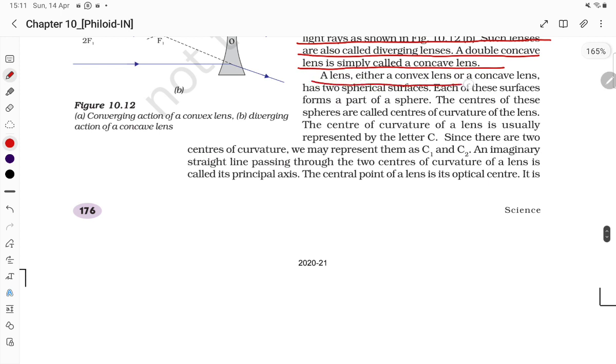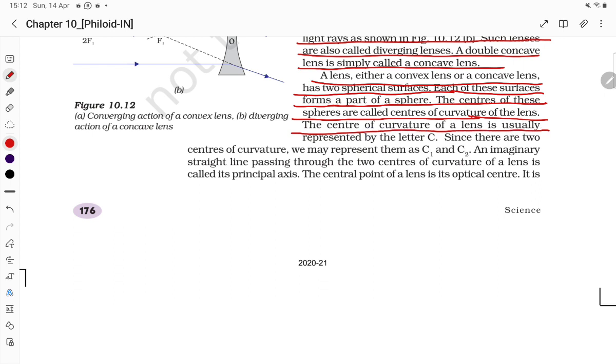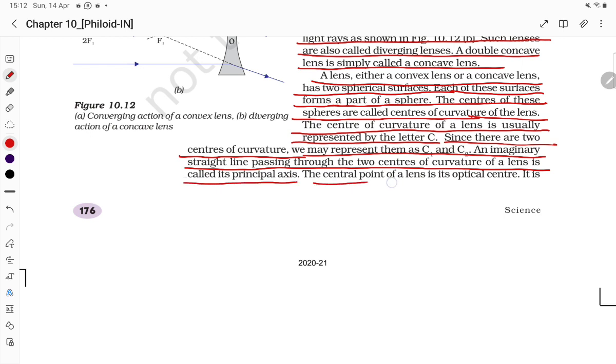A lens, either a convex lens or a concave lens, has two spherical surfaces. Each of these surfaces forms a part of a sphere. The centers of these spheres are also called centers of curvature of the lens. The center of curvature of the lens is usually represented by C. Since there are two centers of curvature, we may represent them as C1, C2. An imaginary straight line passing through the two centers of curvature of a lens is called the principal axis.